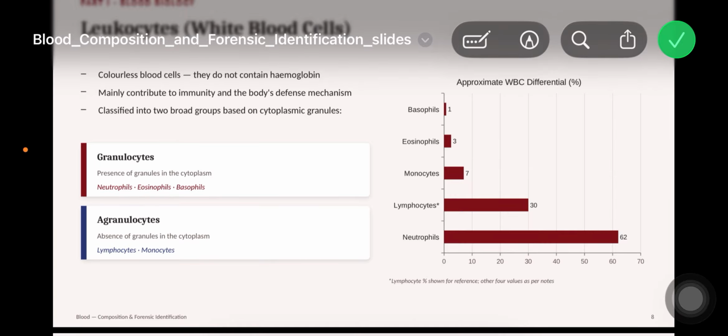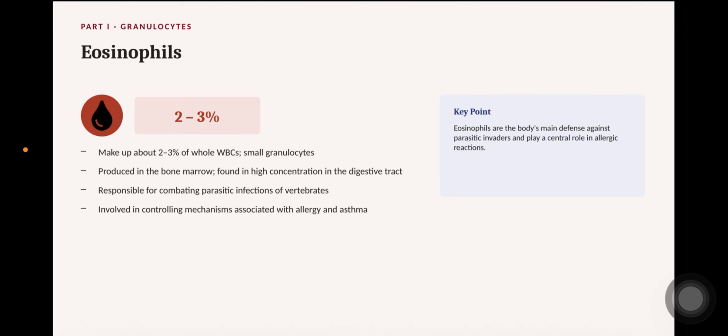Granulocytes are divided into neutrophils, eosinophils, and basophils, whereas agranulocytes are divided into lymphocytes and monocytes. Firstly, we'll talk about granulocytes. In that, we have eosinophils. They make up 2 to 3% of leukocytes. They are produced in the bone marrow, found in high concentration in the digestive tract. They are responsible for combating parasitic infections of vertebrates and are involved in controlling mechanisms associated with allergy and asthma.